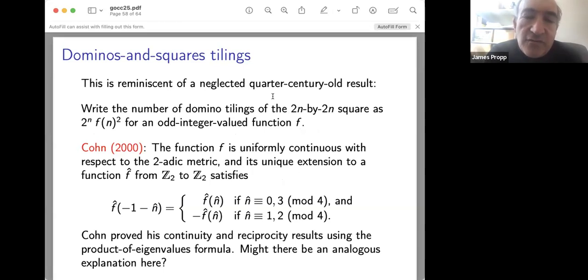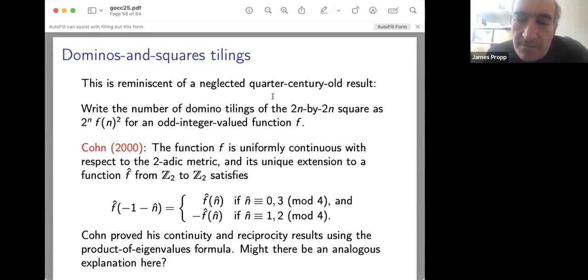He showed that the function f is uniformly continuous with respect to the two-adic metric, and its unique extension to a function from the two-adic integers to itself satisfies a more complicated kind of reciprocity or reflection property: f hat of negative 1 minus n hat is sometimes f hat of n hat and sometimes negative f hat of n hat, according to the congruence class of n hat mod 4. And the way Cohn proved these results was by using the explicit product of eigenvalues formula for the number of domino tilings of a 2n by 2n square. So the only route we know for explaining phenomena like this uses linear algebra.